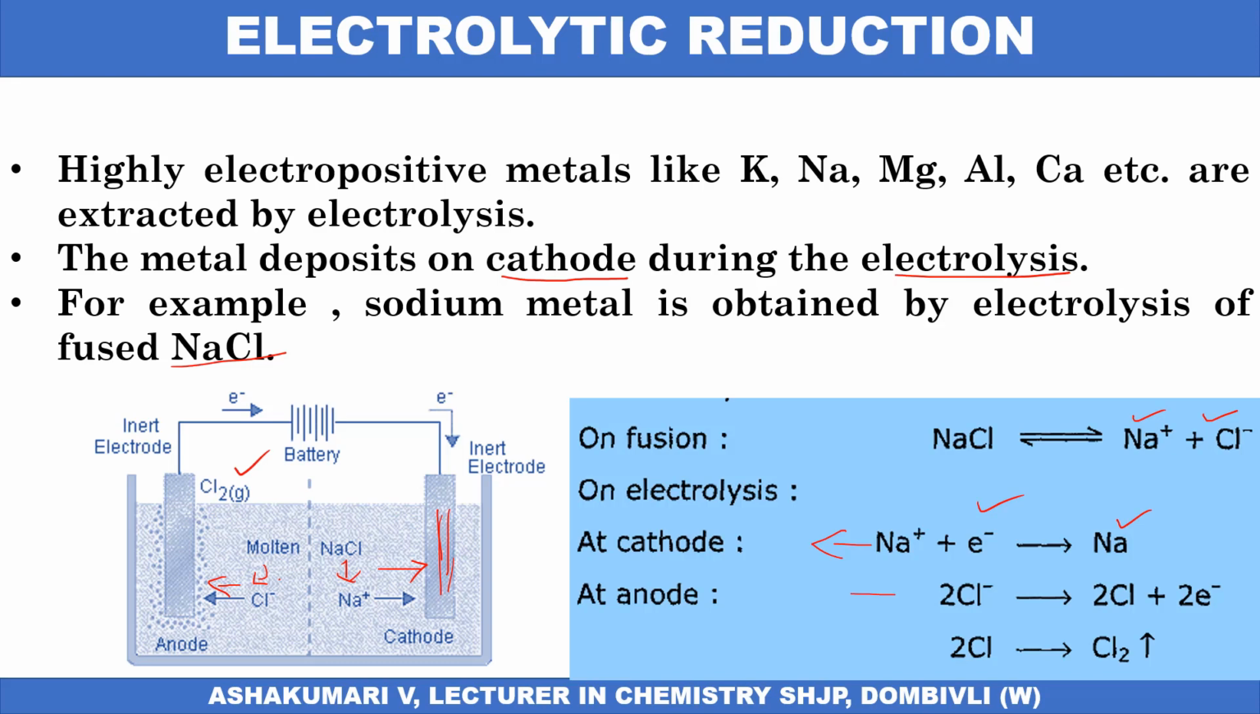Chloride ions will move towards the anode as they are negatively charged. These chloride ions will lose the electrons and get converted into neutral chlorine atoms. Two chlorine atoms combine and hence chlorine gas is liberated along the anode. In this way, we can obtain the metal along the cathode by electrolytic reduction.